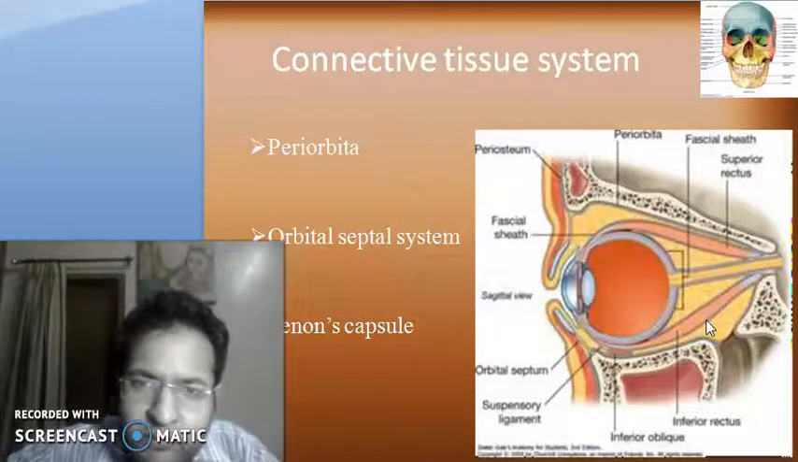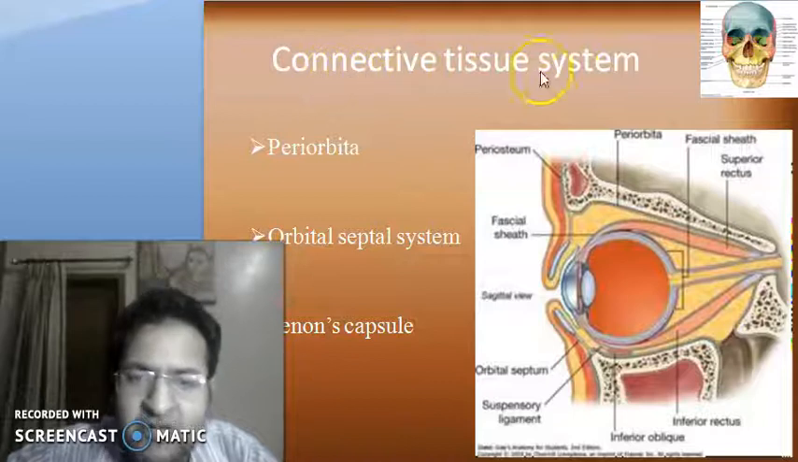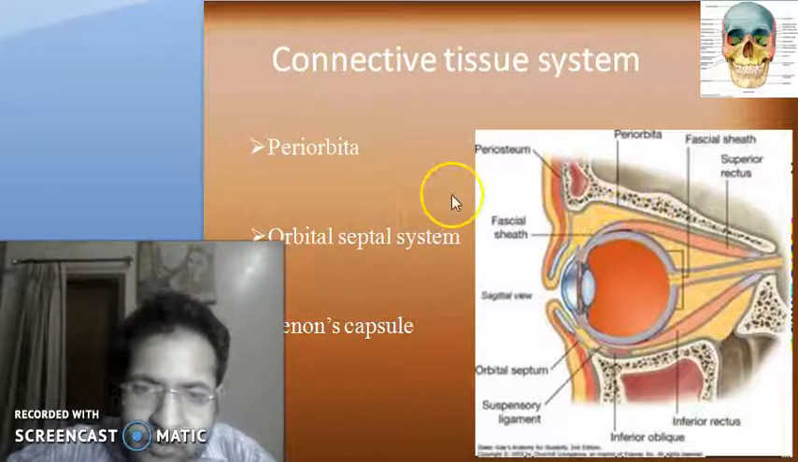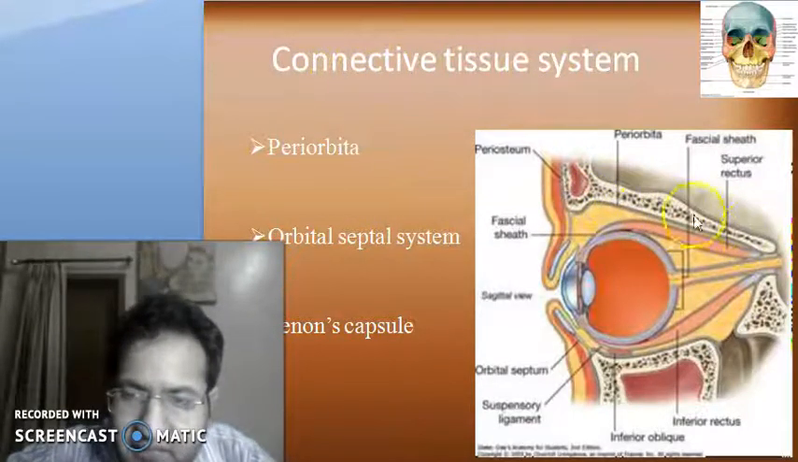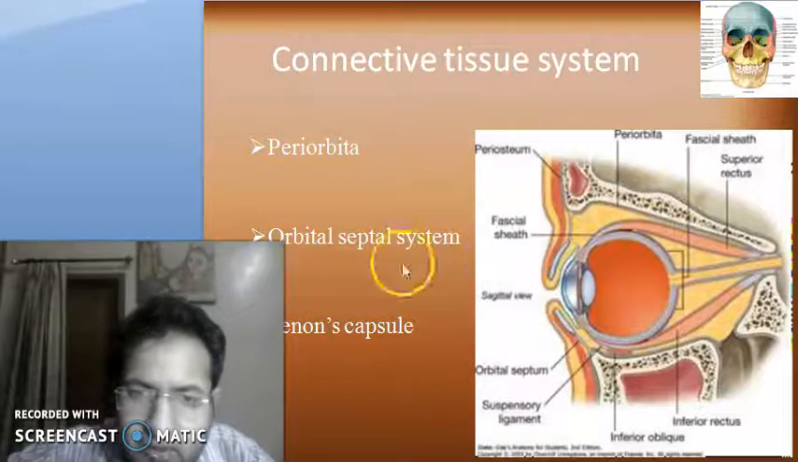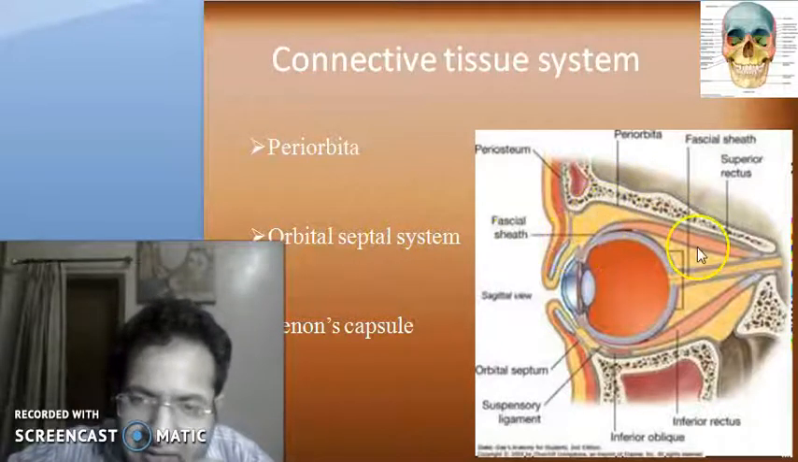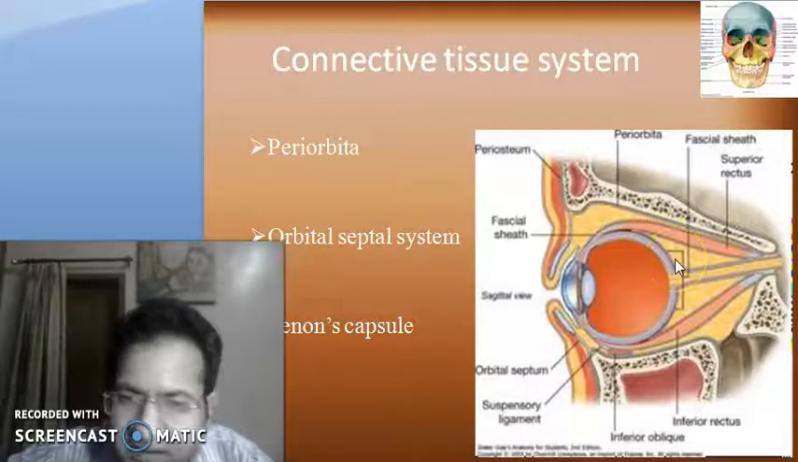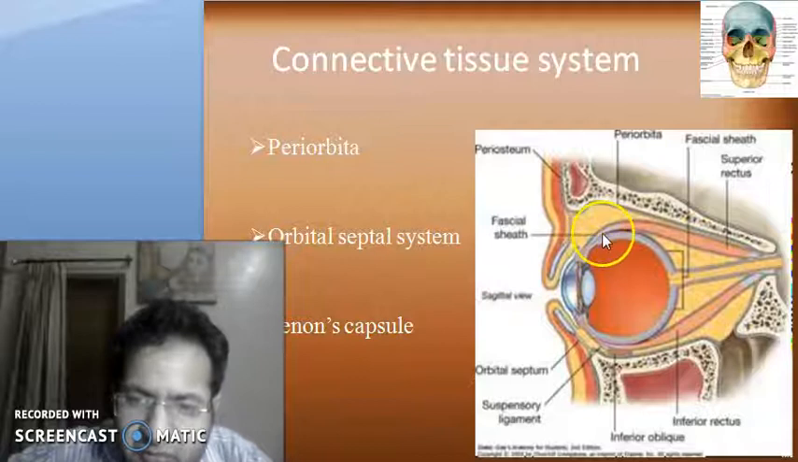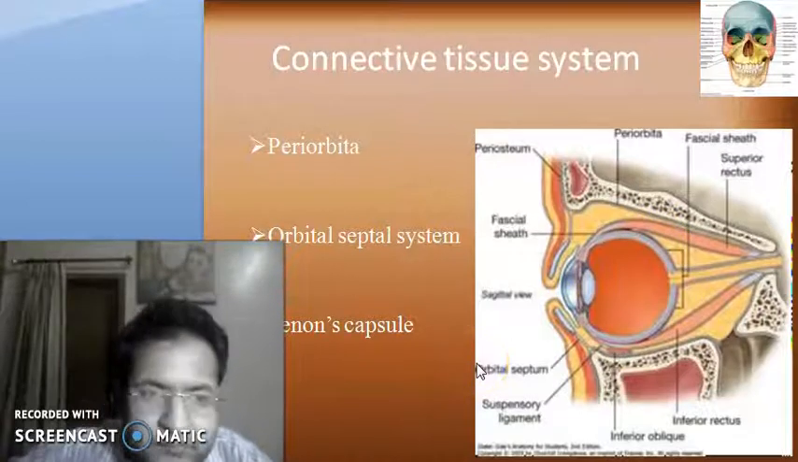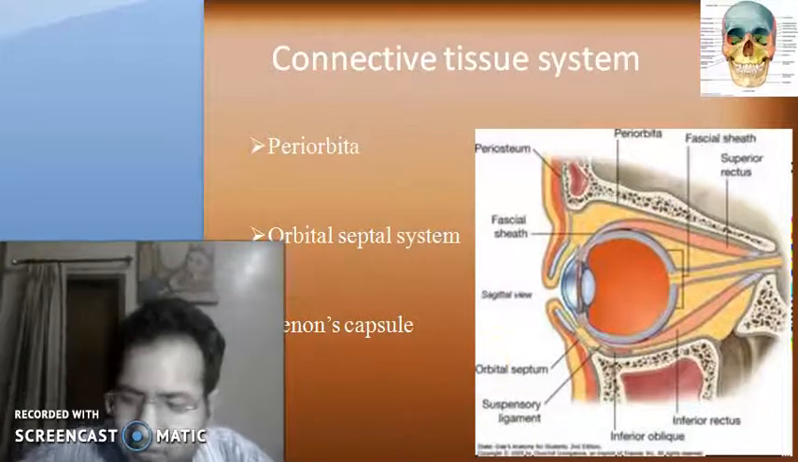Continuing with the anatomy of the orbit, there is a connective tissue system of the orbit which includes the periorbita, that is lining the orbital wall, the orbital septal system dividing the orbit into various surgical spaces and cavities, and the Tenon's capsule, that is lining the globe. Okay. Now is the periorbita.